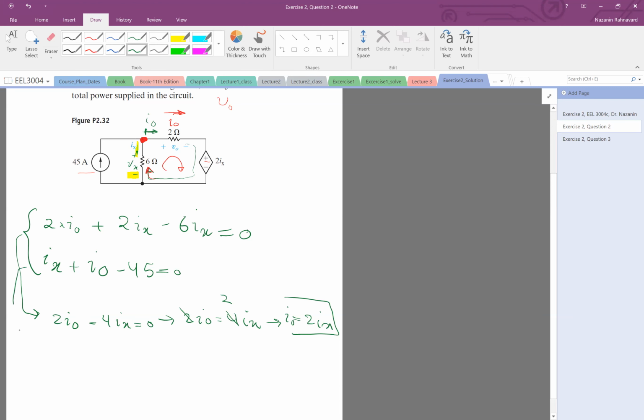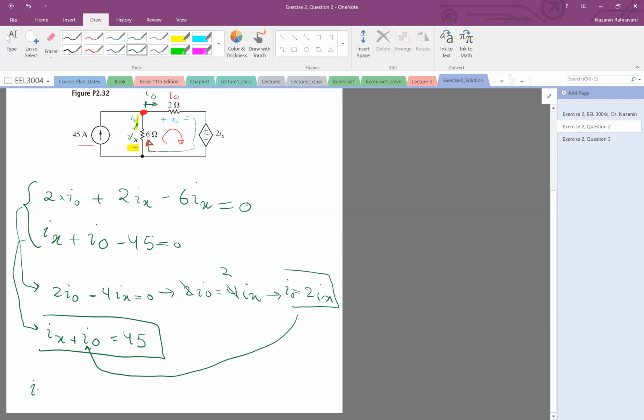The second equation says IO plus Ix equal to 45. That's fine. So I replace IO with 2Ix here. Then it becomes Ix plus 2Ix equal to 45. So 3Ix equal to 45, Ix is 15 amp. If Ix is 15, IO is twice that, so IO is 2 times 15, which is 30 amp.